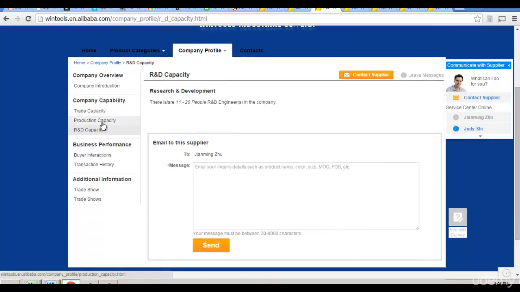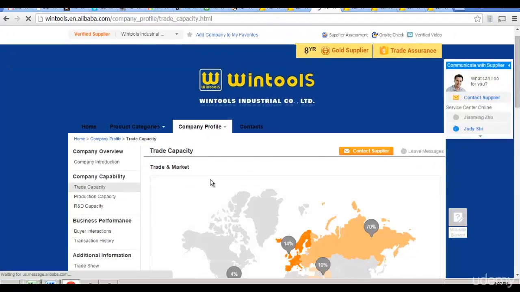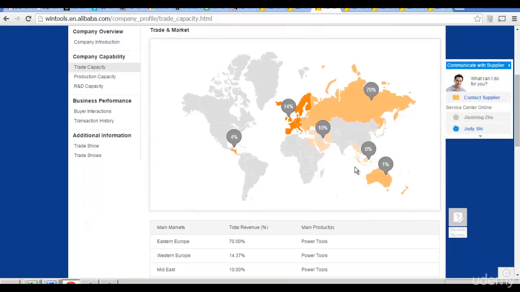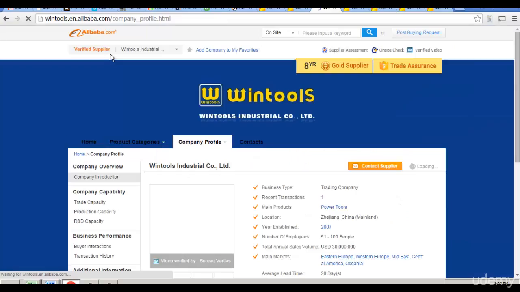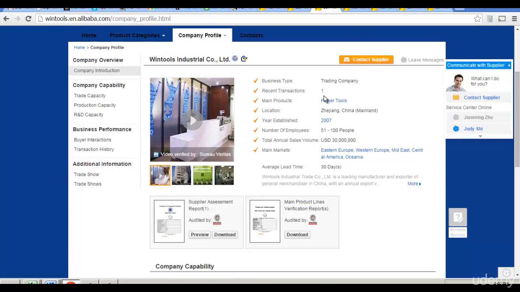But you can see the production capacity. So some of them give that information, some don't. Their trade capacity, some give that, some don't. They also tell you where they're doing business throughout the world, that sort of thing. Their company introduction gives a brief overview, sort of like that report that we just saw. And you can see this video.